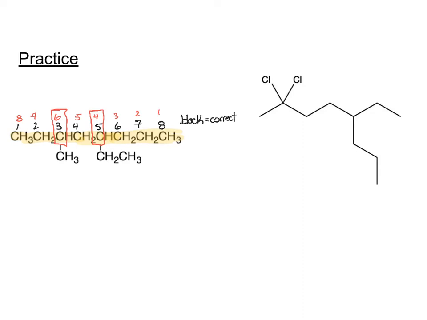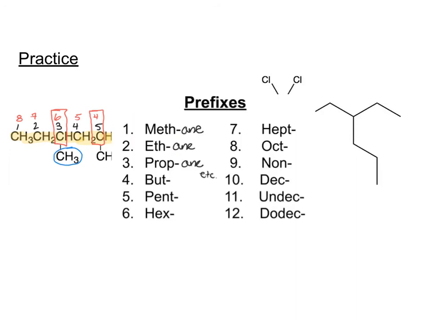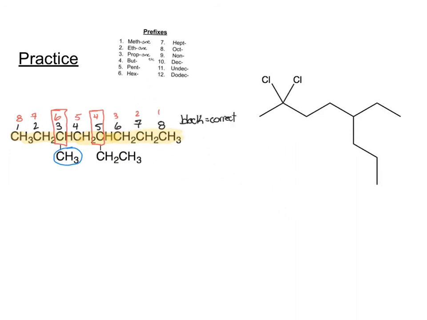Now let's go into naming my substituents. I've got a CH3 substituent here. If I want to pull up my prefixes again, I can. A 1 carbon substituent like this is called a methyl group. And then I've got a 2 carbon substituent here, which would be called an ethyl group. I only have those two substituents. There's no duplicates, so I don't need any prefixes in front of my substituent names.